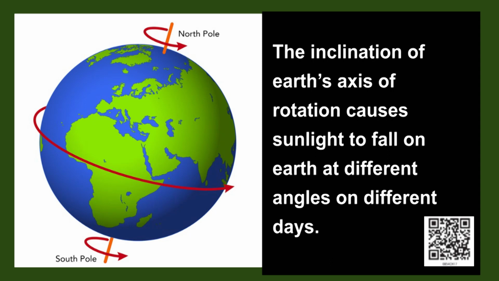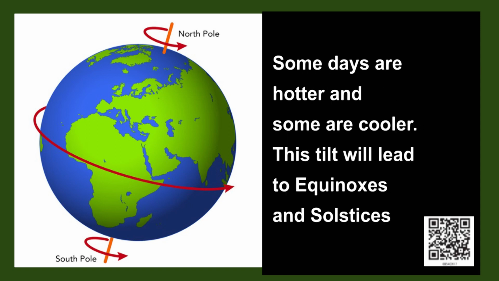The inclination of Earth's axis of rotation causes sunlight to fall at different angles on different days. Hence, some days are hotter and some are cooler. This tilt in the Earth's axis of rotation leads to what we call as equinoxes and solstices. Let us see what these are.